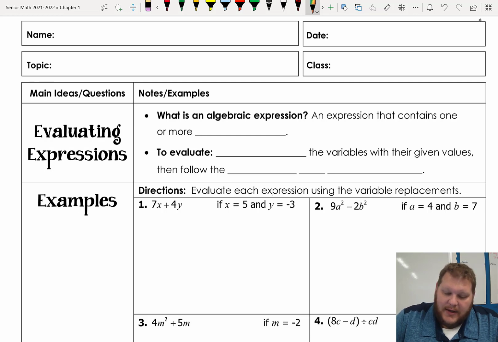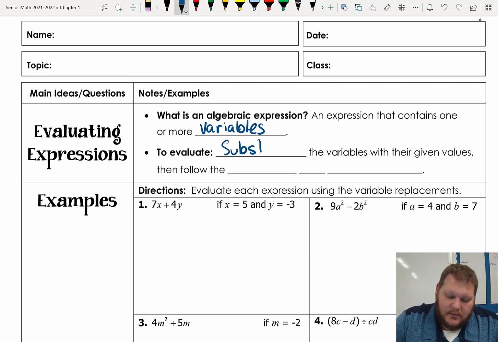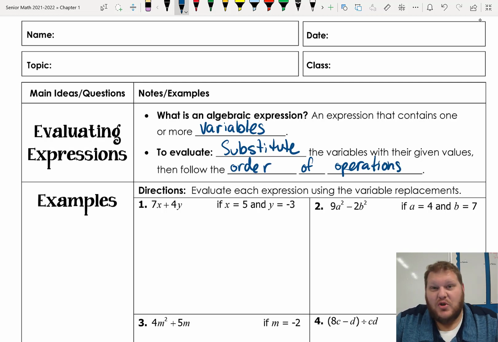So we know an algebraic expression is just an expression that contains one or more variables. And if we're trying to evaluate those, we're going to just substitute the variables for their given values. From there, we just follow order of operations like we did yesterday. So it shouldn't be too tough, really just making sure we're substituting correctly and then following order of operations.